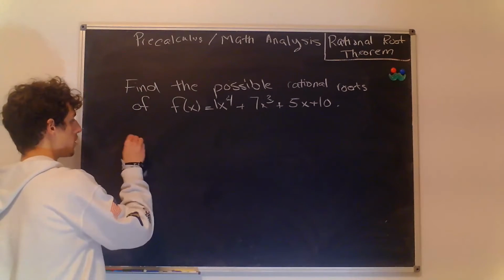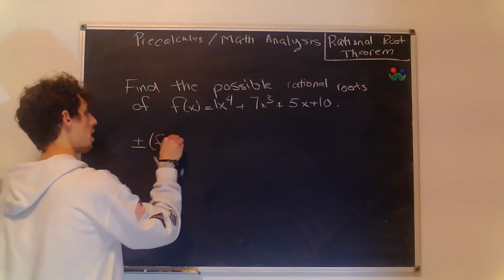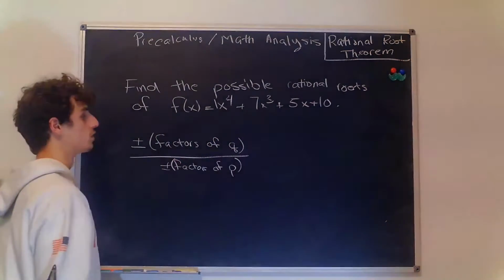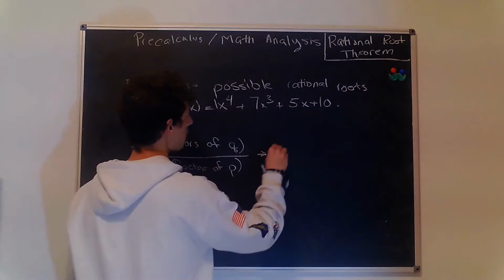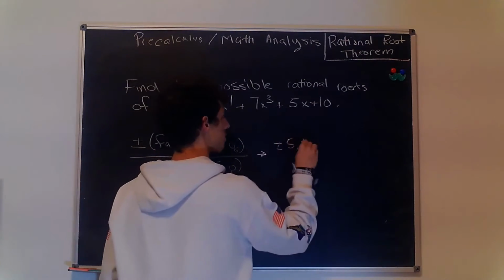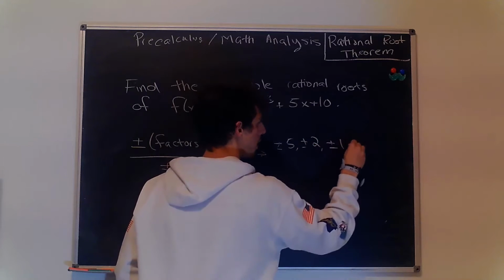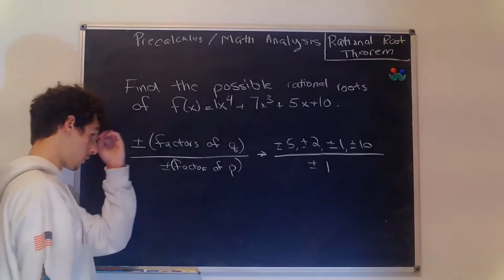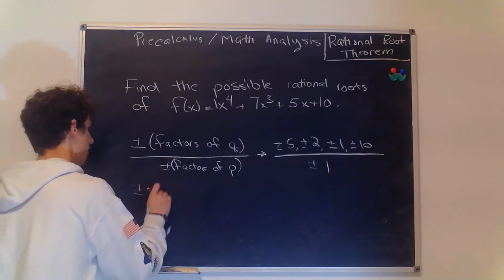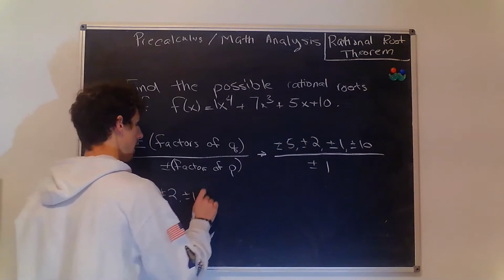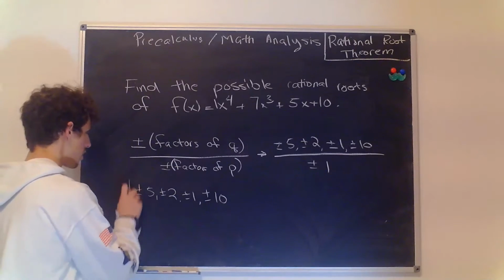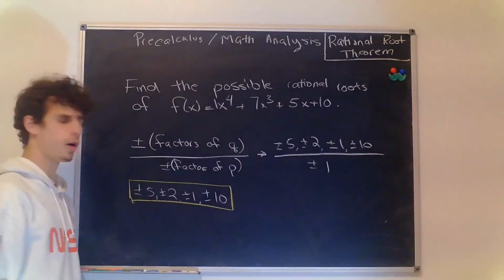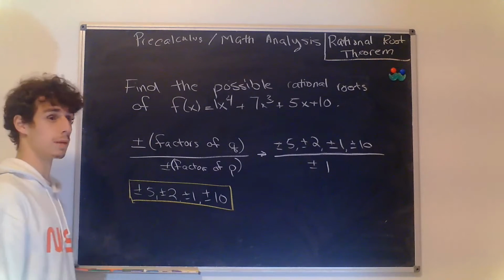So remember, the rational root theorem tells us that we need to do plus minus the factors of q divided by the factors of p, but in this case, those factors are 10 and 1. So here we're going to have plus minus 5, plus minus 2, plus minus 1, and plus minus 10 divided by plus minus 1. Okay, so that's going to give us plus minus 5, plus minus 2, plus minus 1, and plus minus 10. And these are your possible rational roots of this polynomial f of x. Okay, so now that we've done a really basic example, let's move on to something a bit more complicated.